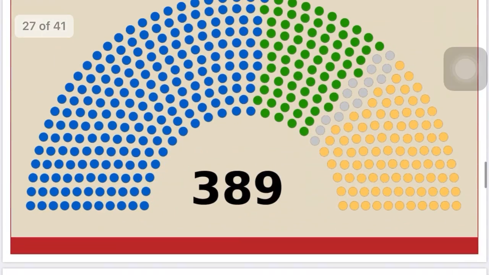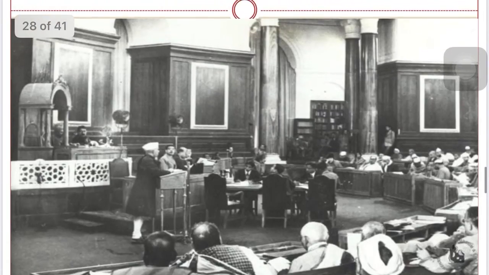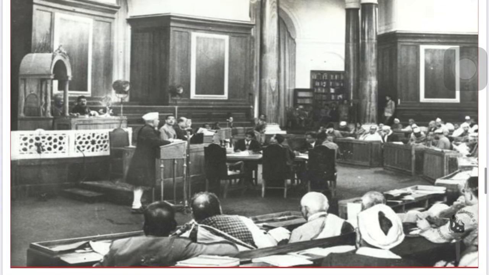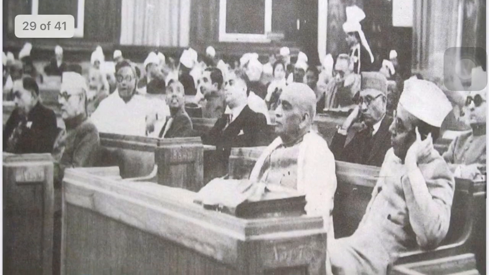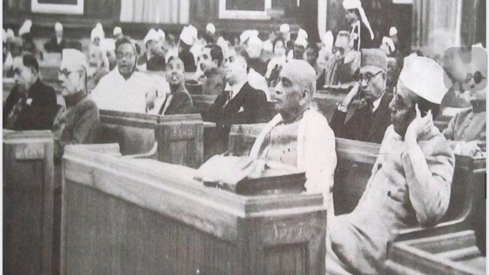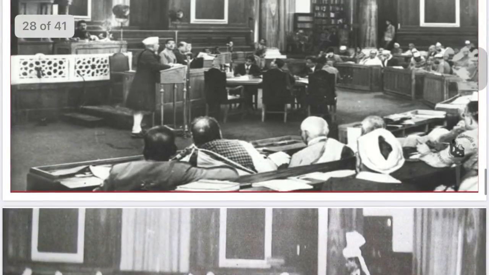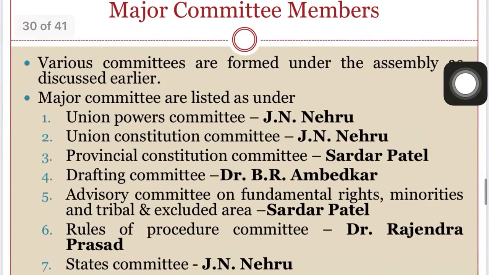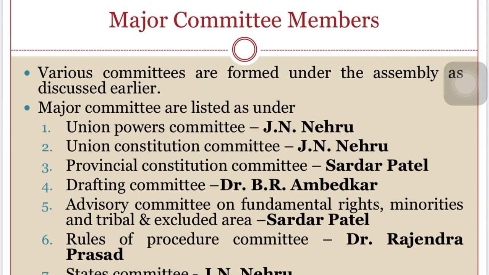states. You see that this is the assembly, and this is the first image where Nehru is saying something. Sardar Patel is there. These are the first assembly members, and political leaders are there. So you can see the real image of that. Various committees were formed under the assembly.